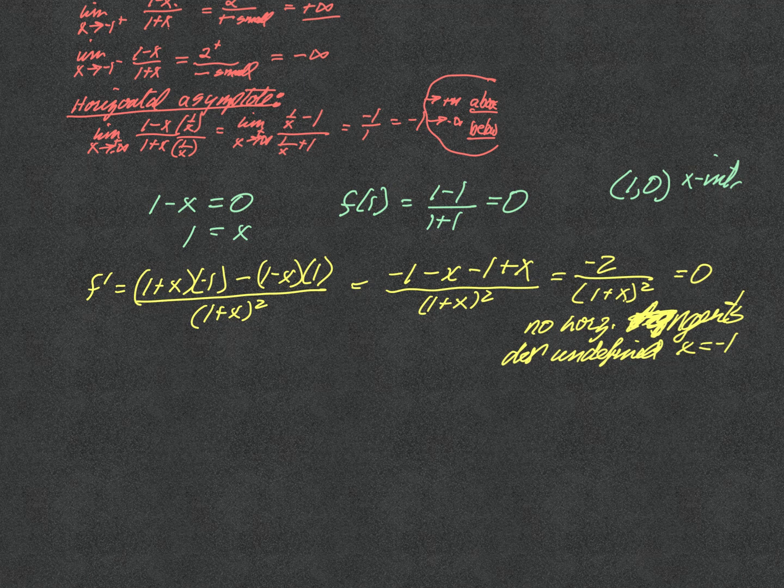The second derivative is going to be, if I rewrite the function as negative 2 times 1 plus x to the negative 2, then I can do it by the power rule. So I get negative 2 times negative 2, 4, times 1 plus x, lower the exponent by 1, times the derivative inside. So I get 4 over 1 plus x cubed.